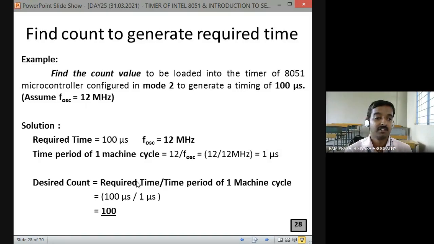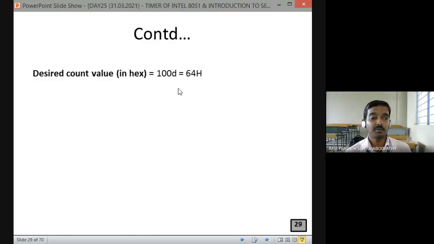Okay, fine. So now we already know how to find the count value to be loaded. What is the formula for that? Maximum count minus desired count plus 1. Correct? Yes or no? Yes. What about the maximum count in this given problem? It is operating in mode 2. What about the maximum count? Mode 2 means 8-bit timer with auto reload. Yes, very good.